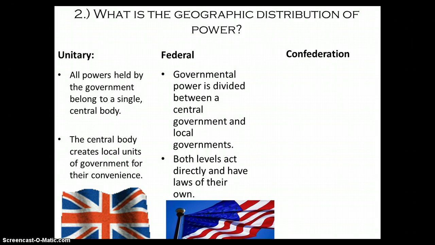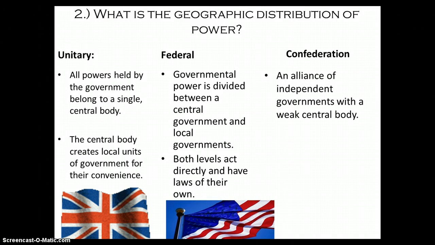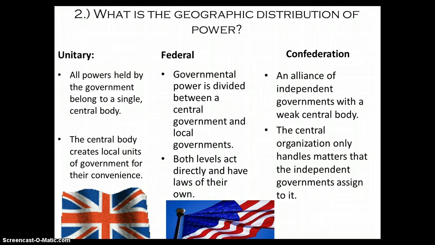The last is a confederation. This is an alliance of independent governments with a weak central body. The central body only handles matters that the independent governments assign to it. And this form of government existed during the Civil War, where we had the Confederacy.